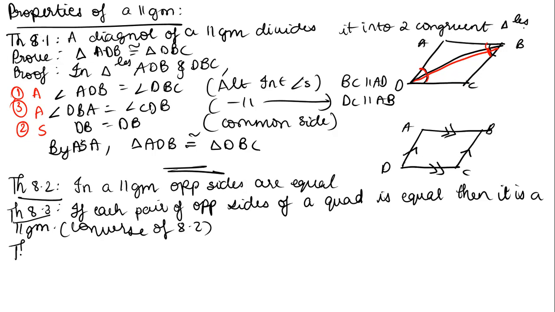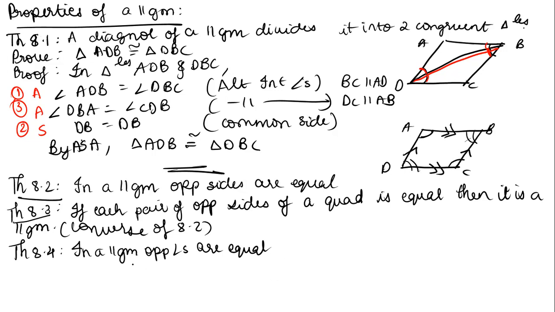Clear? Now moving on to theorem 8.4. Okay, theorem 8.4 says in a parallelogram, opposite angles are equal, right? So opposite angles are equal means this angle, look at the figure, this angle is equal to this angle and this angle is equal to this angle. That's what it means. Clear?